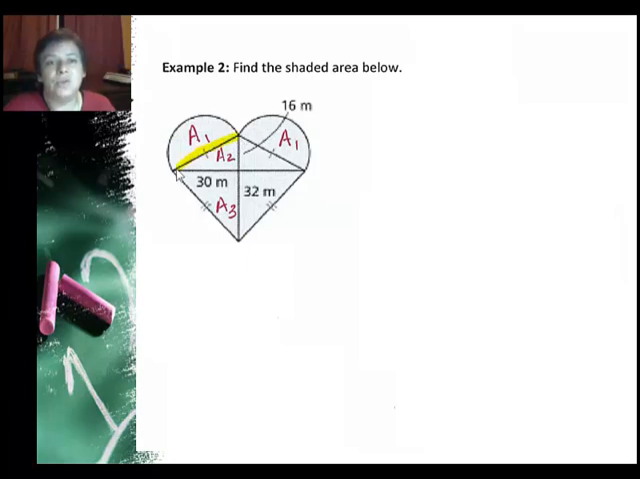Additionally, I see this triangle right here. Now, I could stop there and say that's my triangle, but wouldn't it just be easier to do one triangle instead of two?